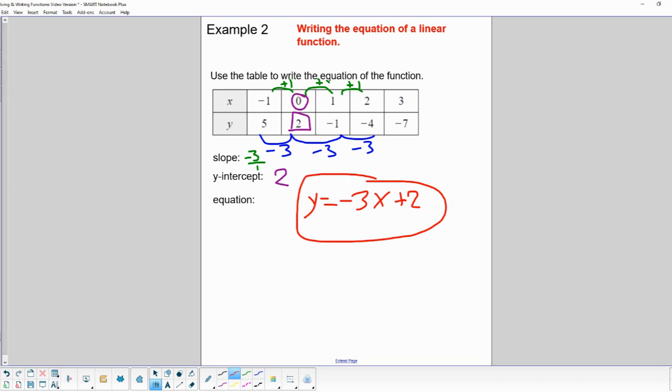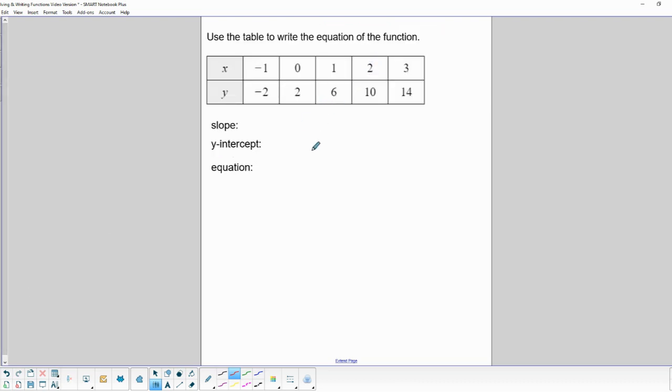Let's try a couple more of those. All right, so we're going to find the slope first. So the change in x, as I look through these points, it looks like I'm counting up by 1. So the change in x is plus 1 each step along the way. What about in the y direction? To go from negative 2 to 2, that's an increase of 4. To go from 2 to 6, that's a jump of 4. It looks like it continues that jump right on across there.